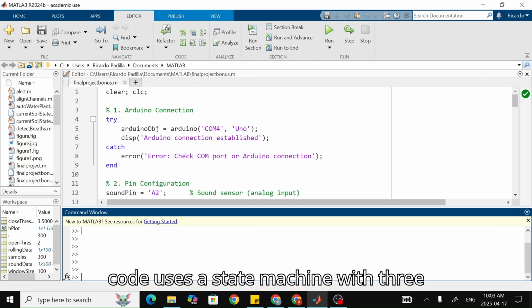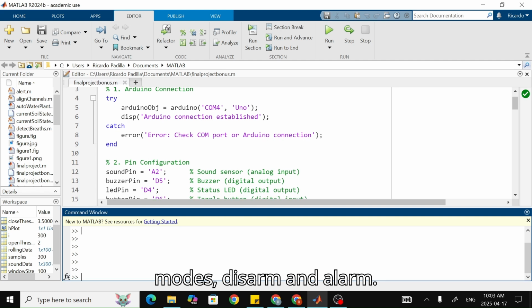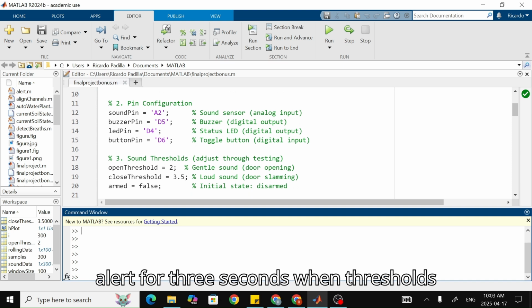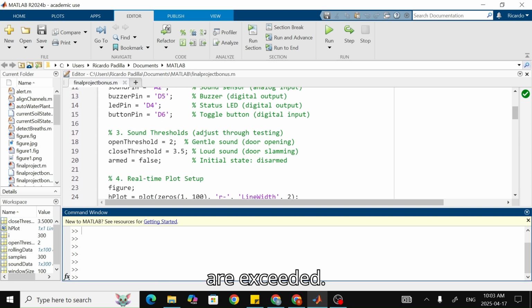So this code uses a state machine with 3 modes: disarm, armed, and alarm. The trigger alarm function activates the alert for 3 seconds when thresholds are exceeded.